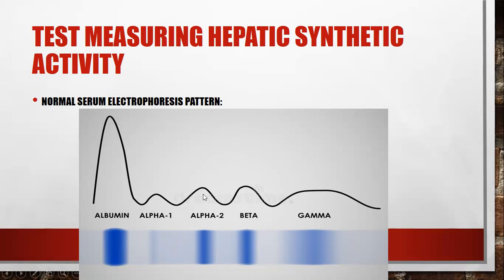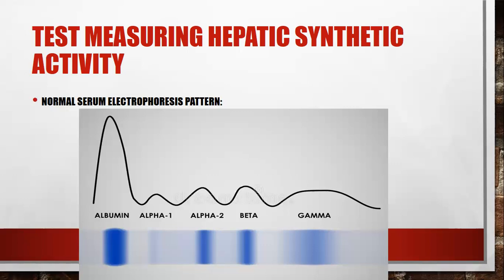Now, the second fastest to migrate is the alpha 1 globulin. Alpha 1, alpha 2, beta, and gamma are globulin components of your protein, and the fastest to migrate of these globulin components is the alpha 1. Usually your alpha 1 increases as a non-specific response to inflammation.